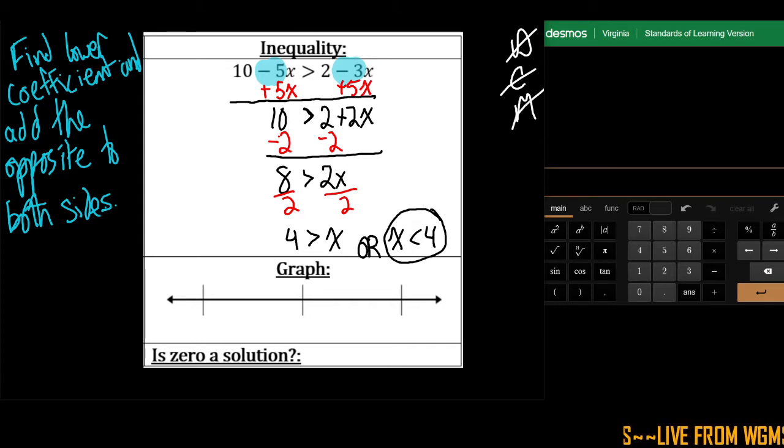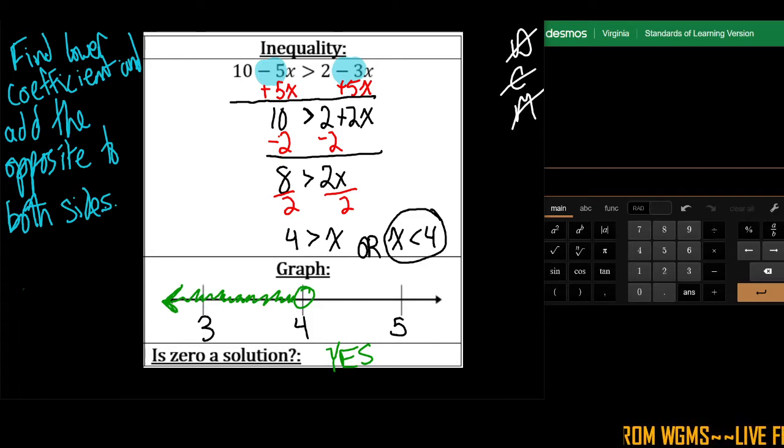And so now when you get to graph it, again, we can have our value that we're working with in the middle, 1 below and 1 above. Since it's no filled in line, we have no filled in circle, so I have an open circle on 4, and we're going to be shading in values to the left. So any value that is less than 4 is going to be a possible answer. And so would 0 be a solution? You better believe it is. Yes, because 0 is less than 4.